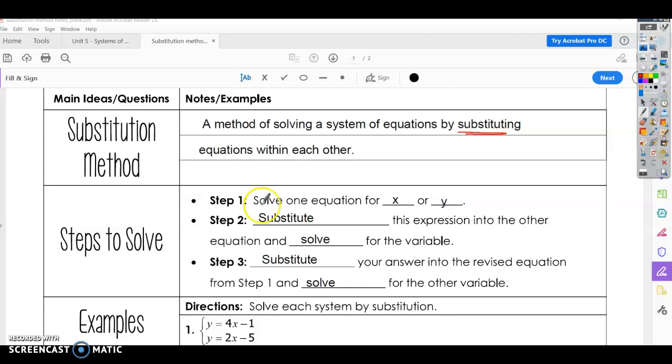Step 1, you're going to solve one equation for x or y. You can solve for either variable, whichever is the easiest. Then you're going to substitute this expression into the other equation. So if you solve for x in equation 1, then you're going to plug that into equation 2, or vice versa. Step 3, you're going to substitute your answer into the revised equation from step 1 and solve for the other variable. So remember to always come back and solve for the second variable. Let's look at some examples.